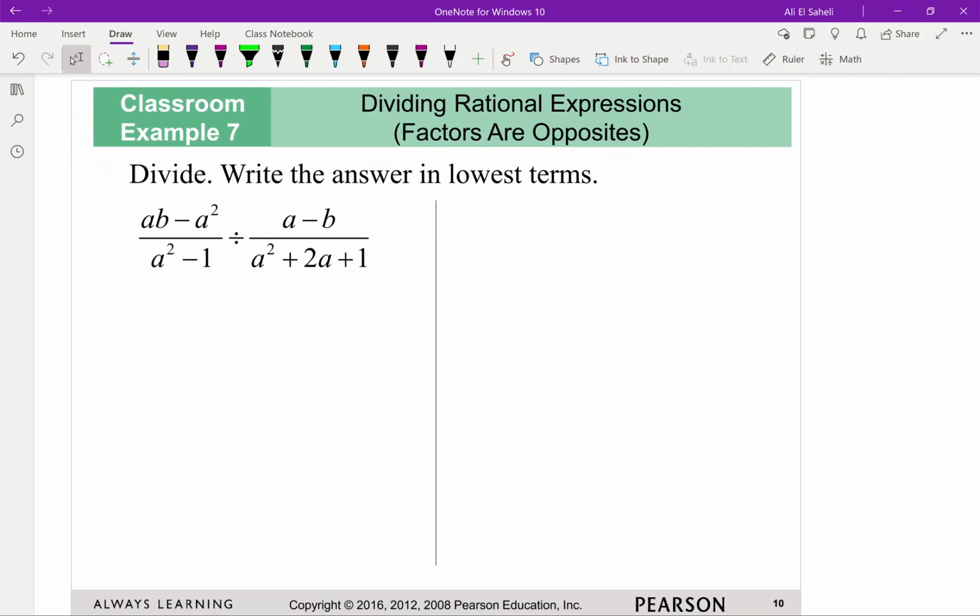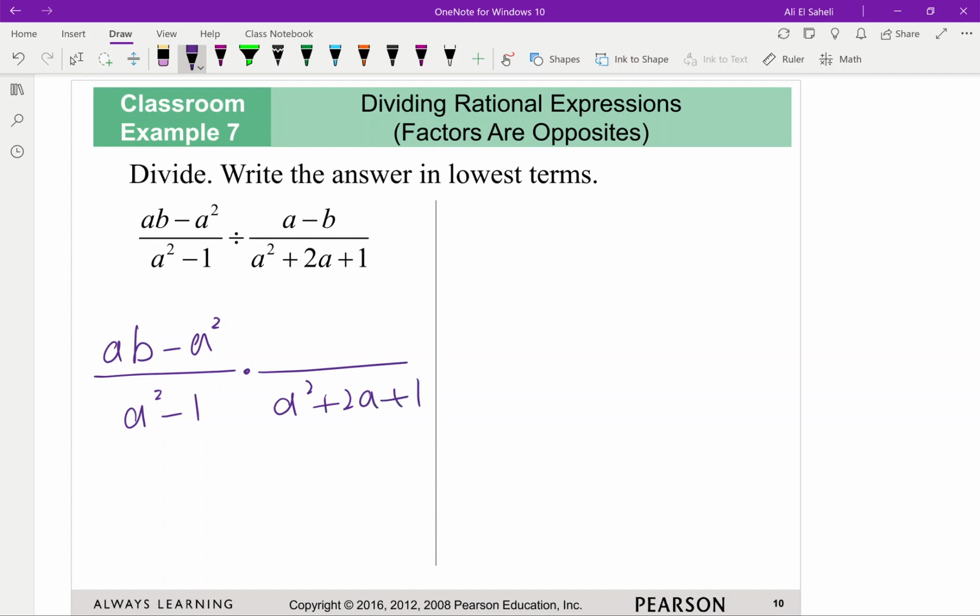Okay. Divide this by this. First we change it into a problem of multiplication. ab minus a squared over a squared minus 1 times a squared plus 2a plus 1 over a minus b. So this becomes this.